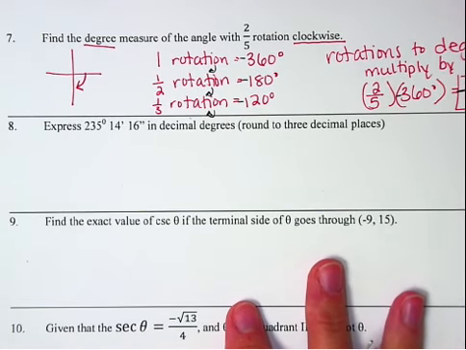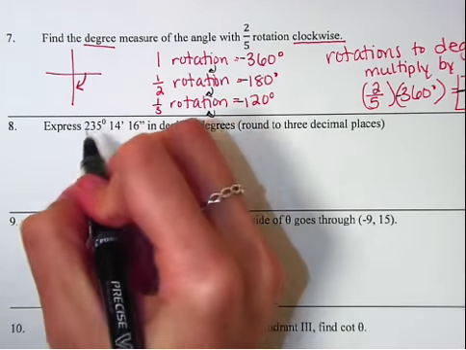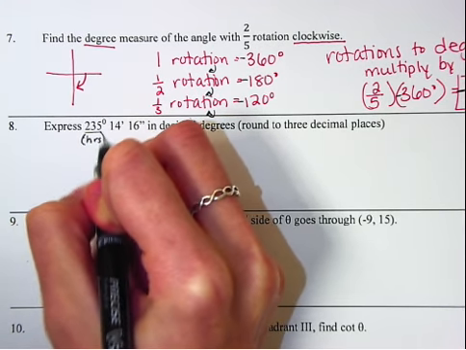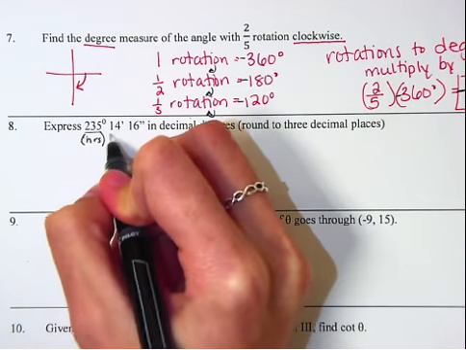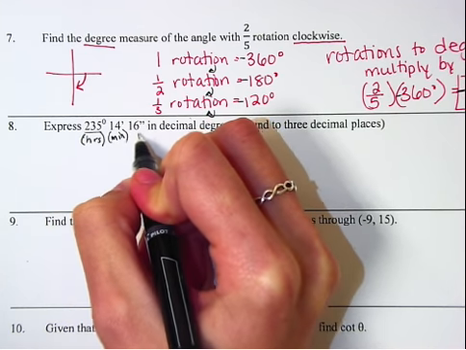For problem number 8, express the degrees, minutes, and seconds in decimal degrees. I'm going to require that you show me the setup for how to get this answer. You can use your calculator, that's fine, but I need the setup. Now, treat your degrees like your hours. Your minutes are the middle term, and your seconds are your last term.